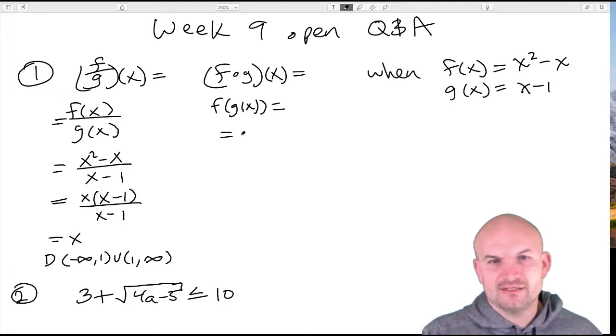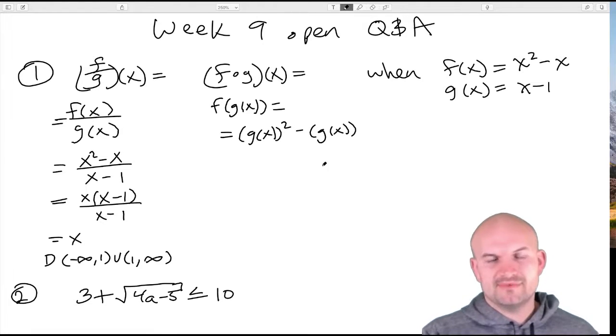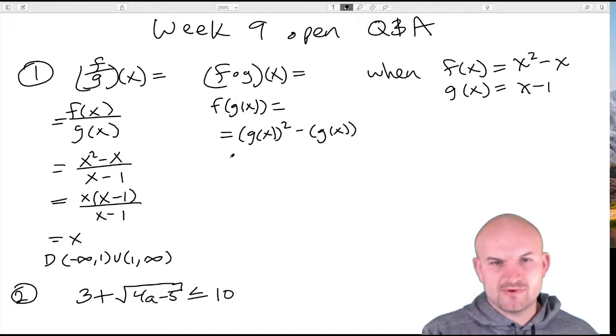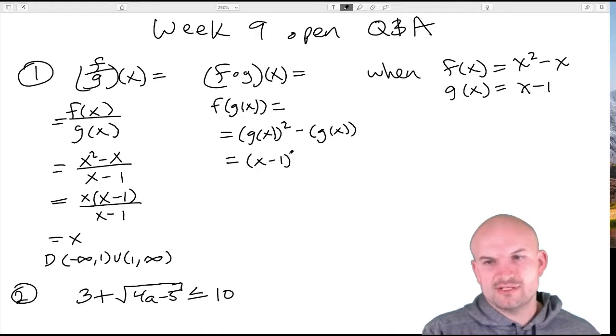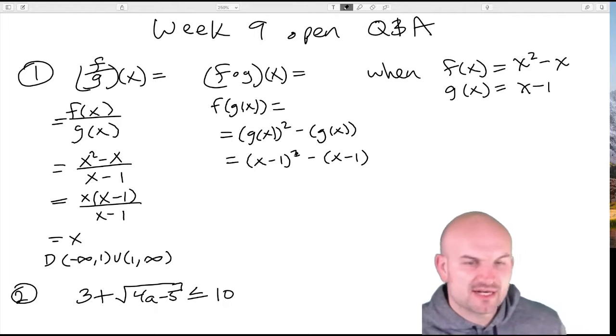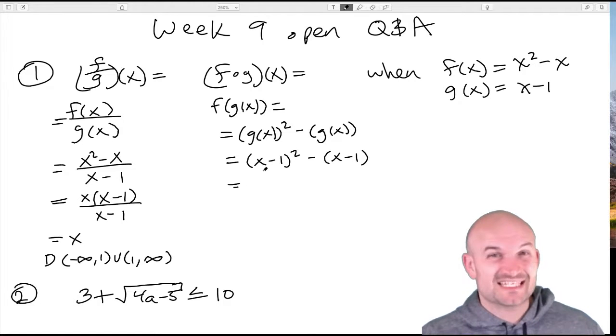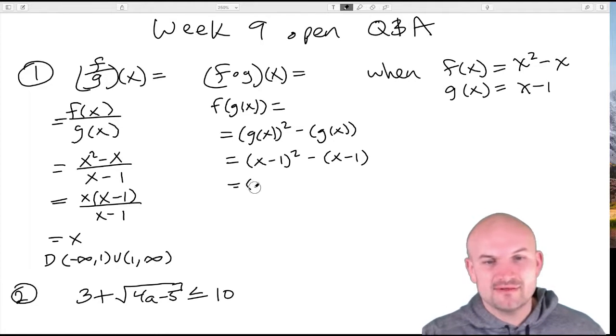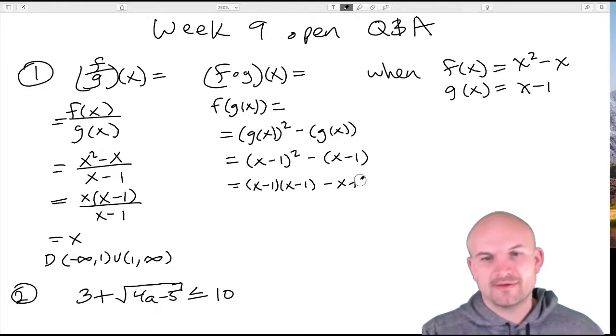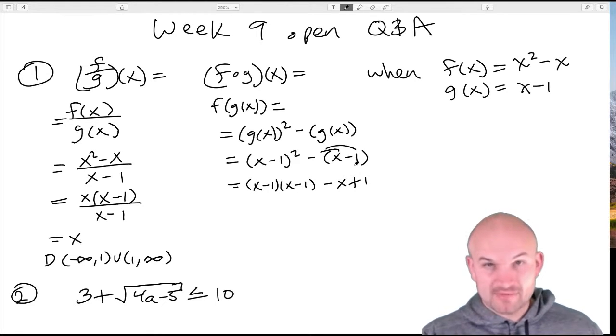That's going to be g of x quantity squared minus g of x. Okay, now obviously we already know g of x is equal to x minus 1. So we can write x minus 1 squared minus x minus 1. And again, notice I'm using my parentheses because we have to make sure that we square the x minus 1. So again, that's x minus 1 times x minus 1, right? For the purposes of making sure students aren't making mistakes, make sure you distribute the negative. Those are two common mistakes that we have here.